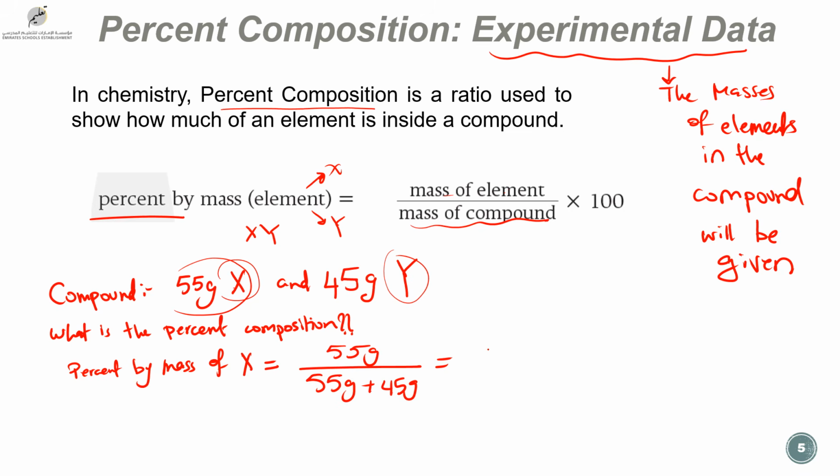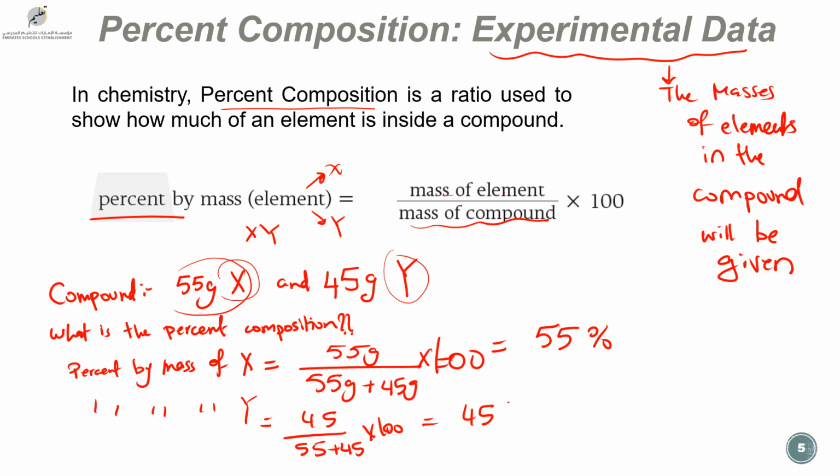Times 100, of course, don't forget that. So it will give us 55%. Now the percent by mass of Y will be 45 over 55 plus 45 times 100. It will be 45%. So this is the percent composition of the compound. 55% of it is X, 45% of it is Y.